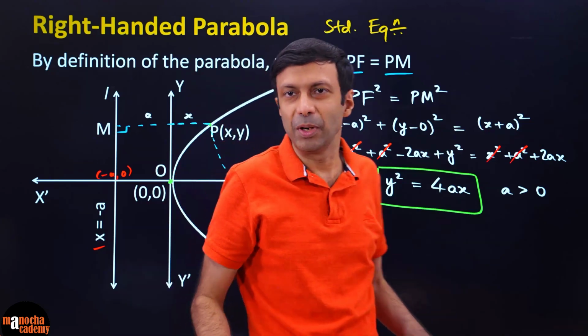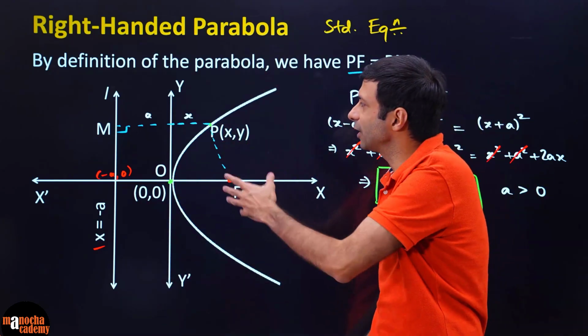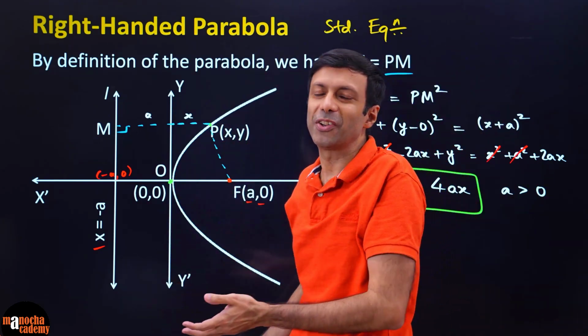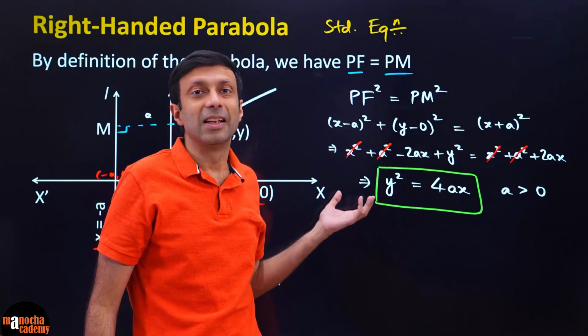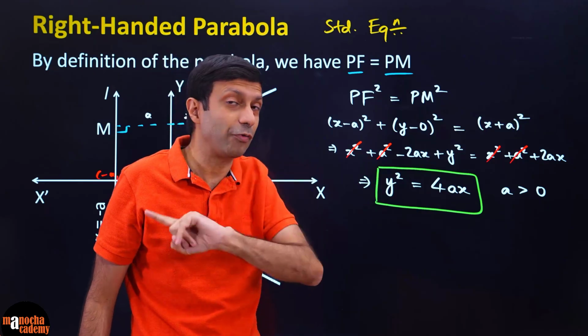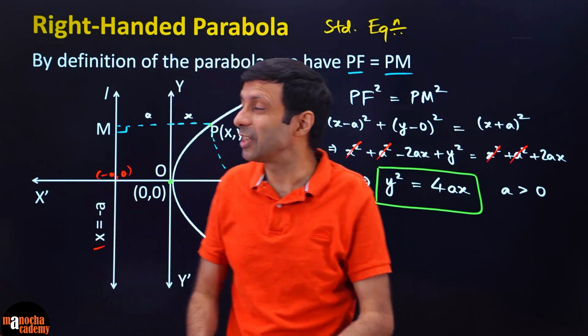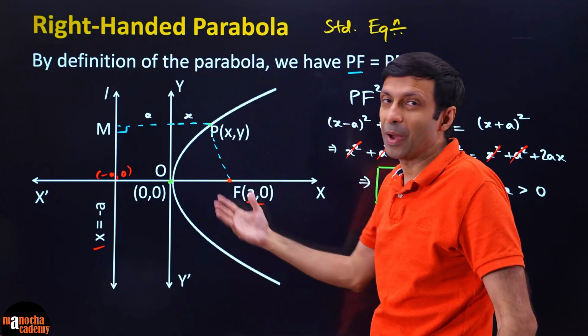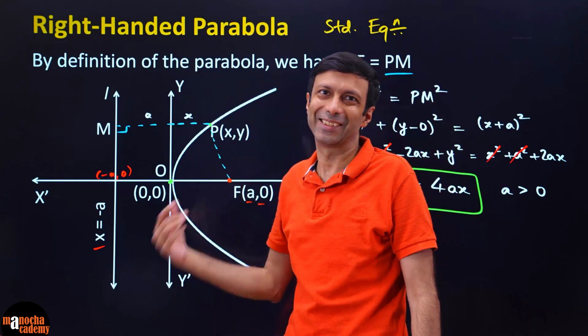And the proof is very simple. By the definition of the parabola, draw this diagram using coordinate geometry. You can easily get this standard equation or the standard form of this parabola. But remember, not for all parabolas. This is for the right-handed parabola, which opens on the right-hand side.